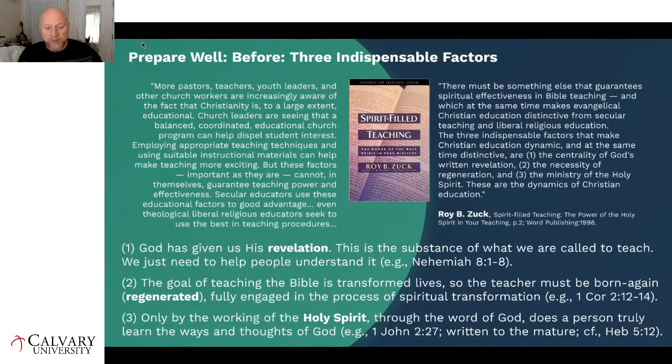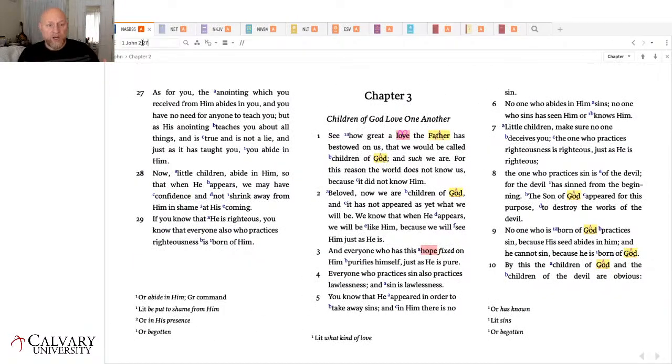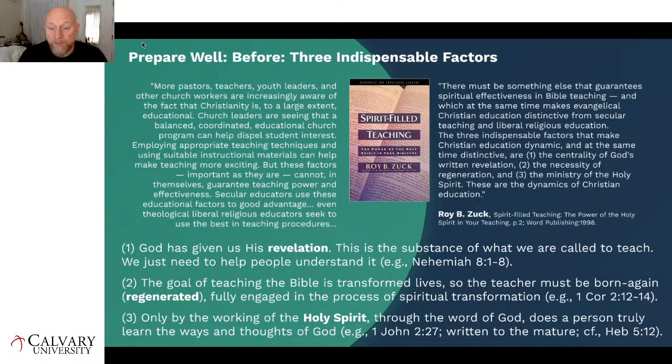Now, this is a complex verse. You have no need of anyone to teach you. I don't think that means you don't need any teachers, or you don't need to read any books. I think John is writing to people who are mature. As for you, the people I'm writing to, you're mature enough in your faith where you can learn this yourself. You can study and you can understand the scriptures yourself.